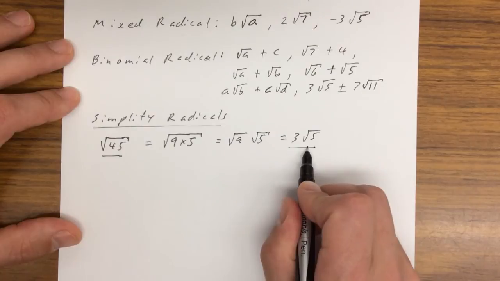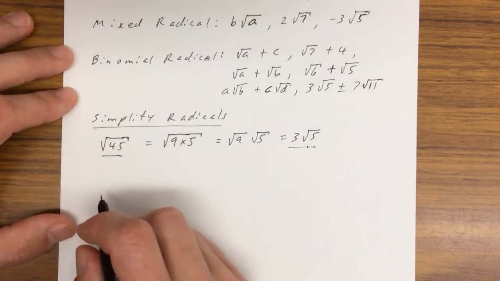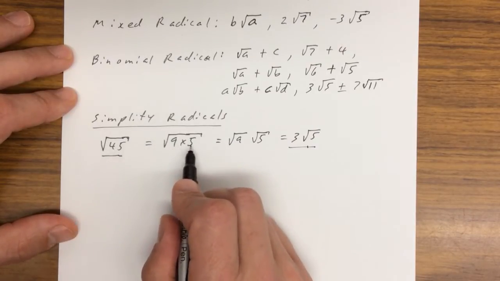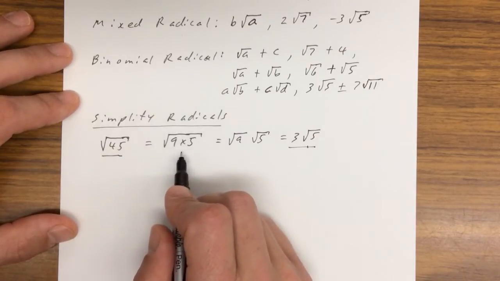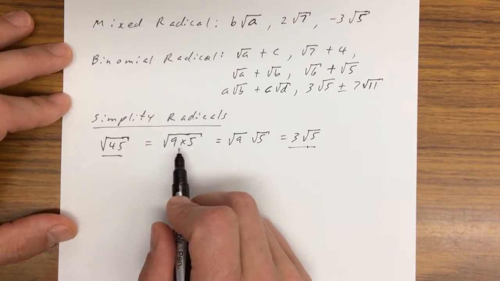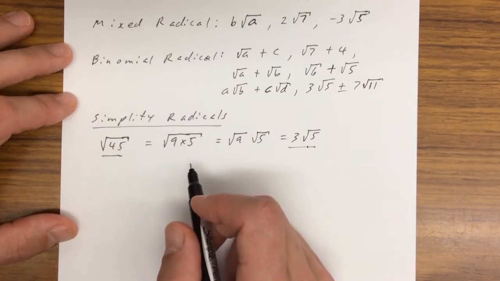This is root 45 reduced. Okay, so this is the reduced radical here. And that only works if you can break up the number under the square root into the product of a perfect square times another number. Okay, so 49 probably couldn't be reduced, because 7 times 7, well, 7's not a perfect square.